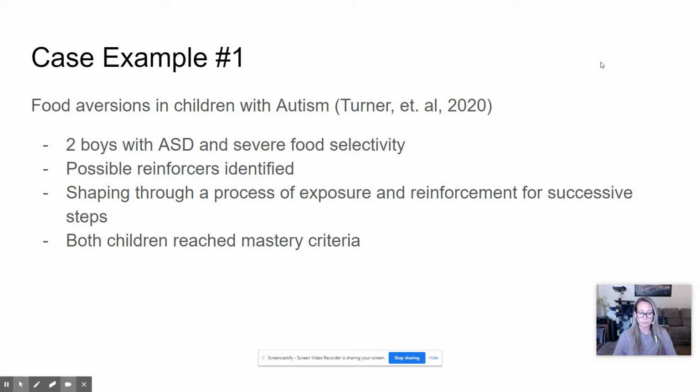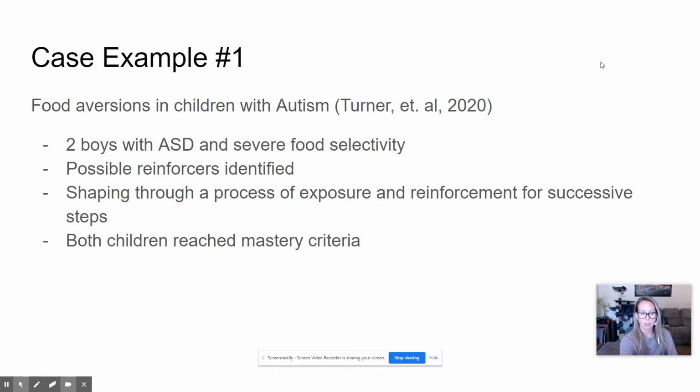It focused on shaping through approximations that started with presentation of the food, then it moved to touching the food, tasting, licking, inserting the food into the mouth, and then ultimately eating the food. So the foods that were targeted initially were eggs and pasta, which were somewhat similar to other foods that the children were eating at the time.